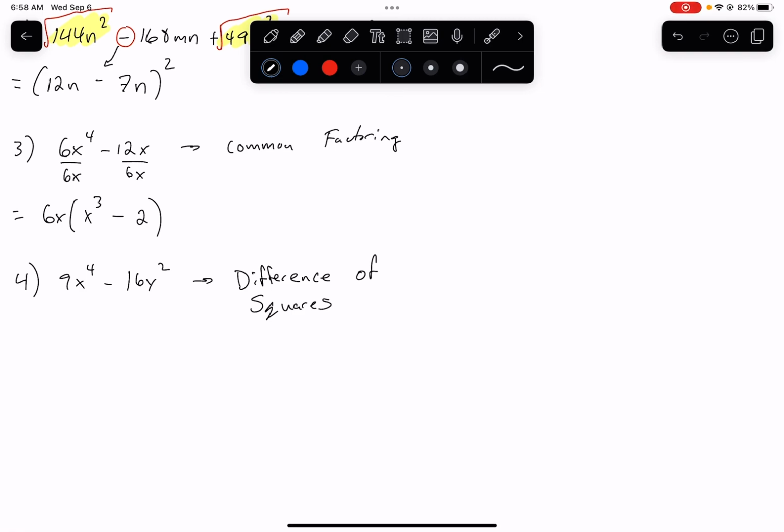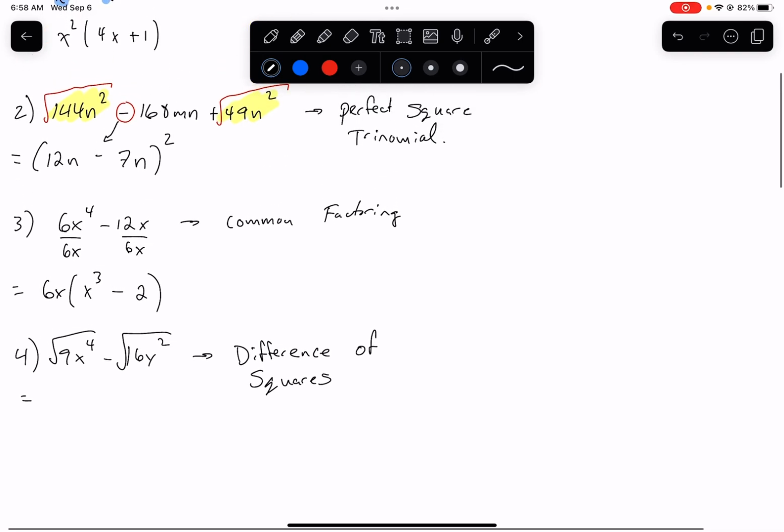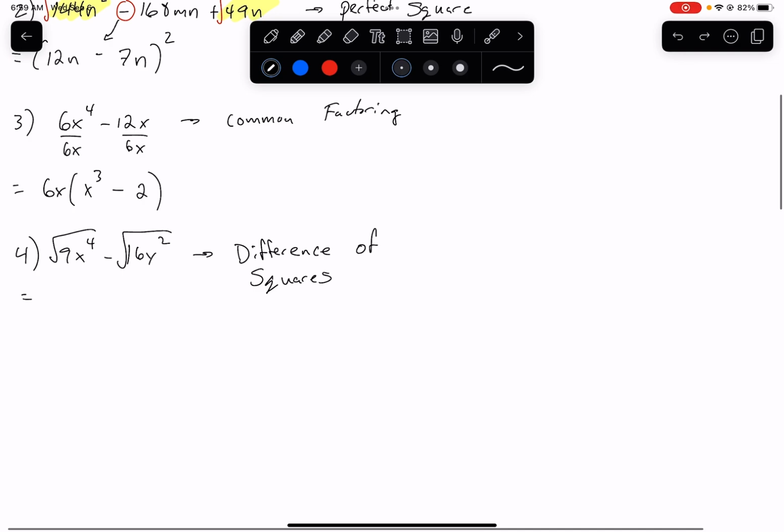Okay, and we have a procedure for difference of squares, which I'm not going to get into the logistics of why we do what we do, but nonetheless, you get to again square root the first, square root the last. But because we are missing, if you reference question 2, we are missing a middle term, which means the only way for that to have happened is if the signs are different in our two factors. So for instance, when I square root 9x to the 4, I'm going to get 3x squared. And when I square root 16y squared, I'm going to get 4y.